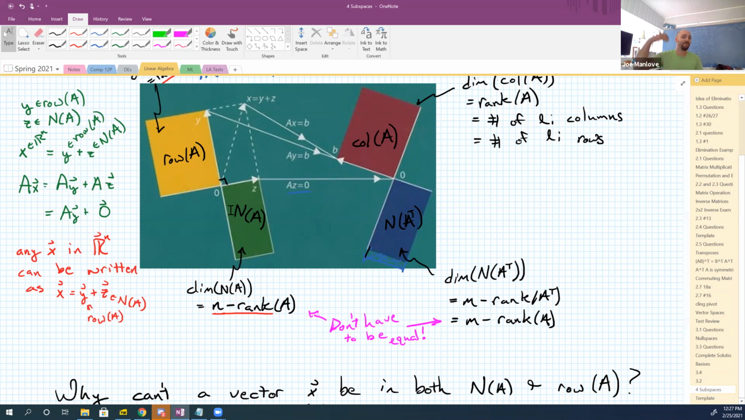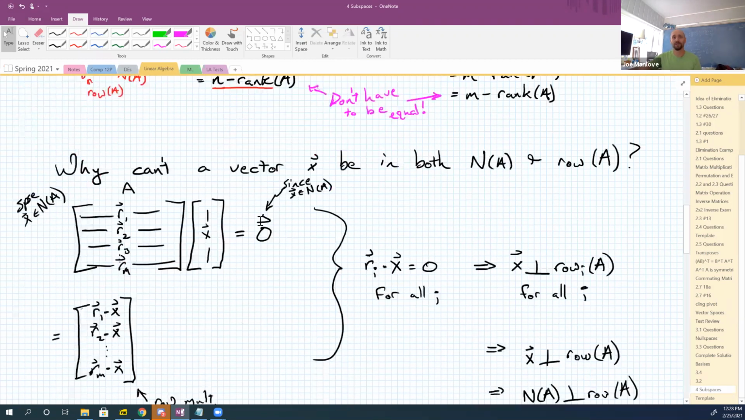So that's kind of borrowed from the future. We're going to talk more about perpendicularity going forward, but that's the argument we're going to use later. So that would tell me that since they're perpendicular, they of course can't overlap at all, except for at the zero vector. You guys on board with that argument? Yeah.